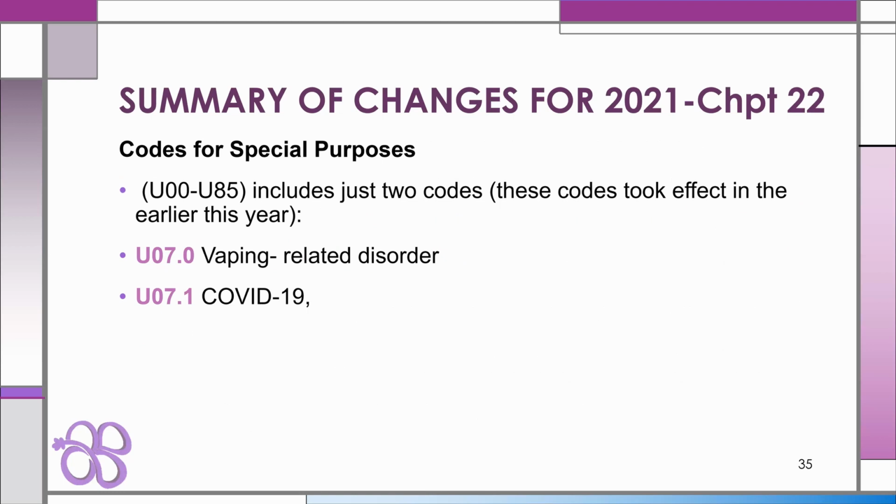Again, chapter 22, brand new chapter, codes for special purposes. There are only 2 codes in this chapter right now. The vaping related disorders, U07.0 and U07.1, COVID related conditions or COVID.